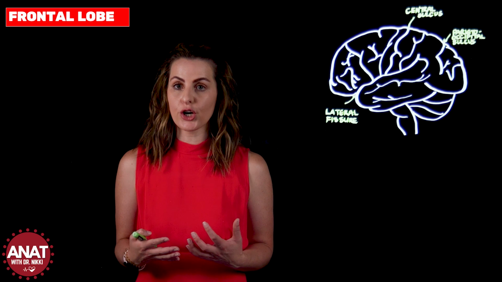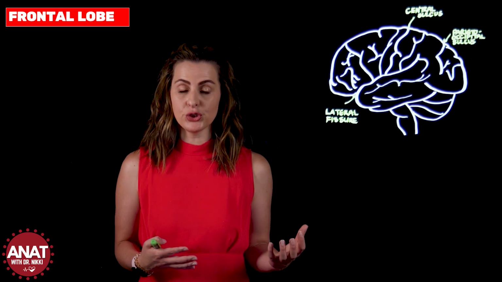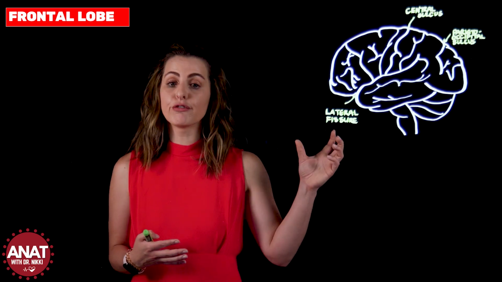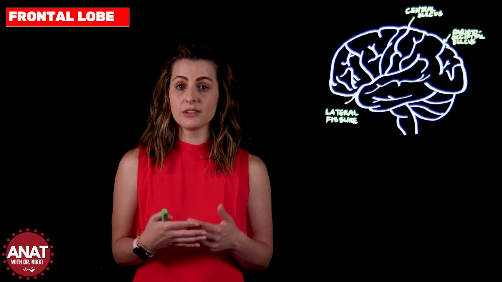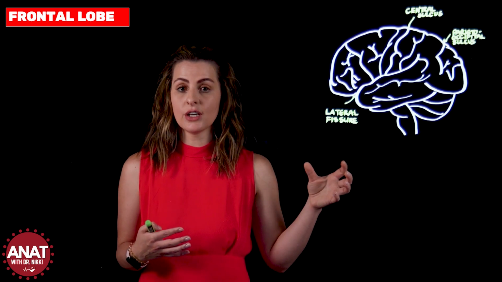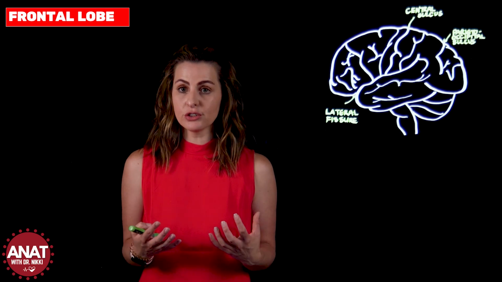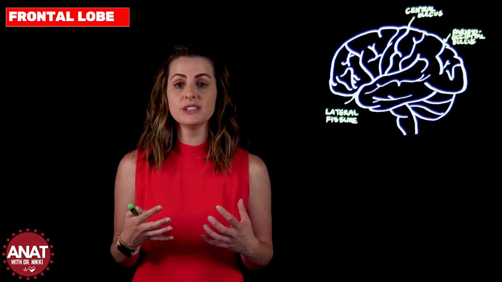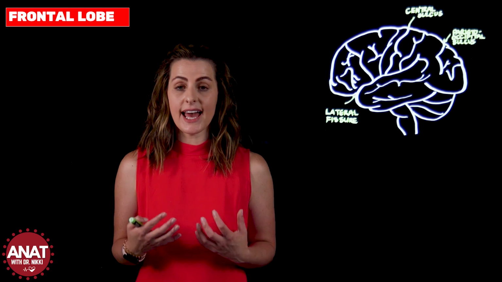Firstly, I want to start off with the 5 functional areas located in the frontal lobe. So you'll remember that this is the area of the cerebral cortex and the brain parenchyma that is going to be anterior to the central sulcus. You will also remember that the frontal lobe is predominantly involved in motor activities and output.